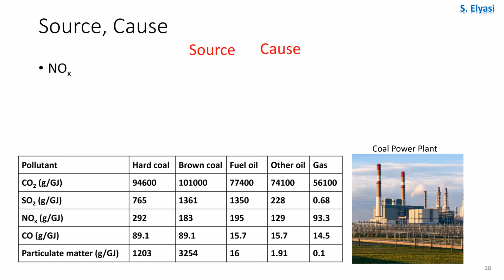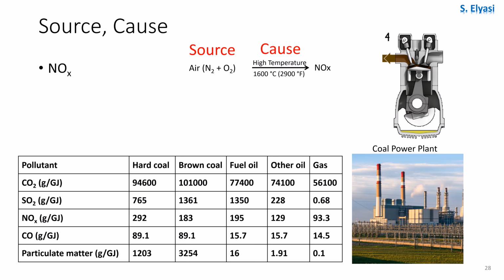NOx is illustrated as being produced from air, specifically nitrogen N2 and oxygen O2, when subjected to high temperatures, around 1600 degrees C or 2900 Fahrenheit, as seen in combustion engines. It is important to emphasize that the presence of nitrogen and oxygen from air produces NOx. The use of sulfur-containing fuels in heavy diesel engines, such as those in ships, produces SO2.